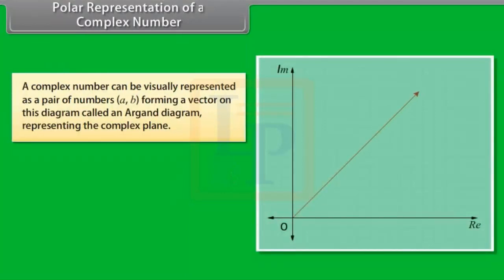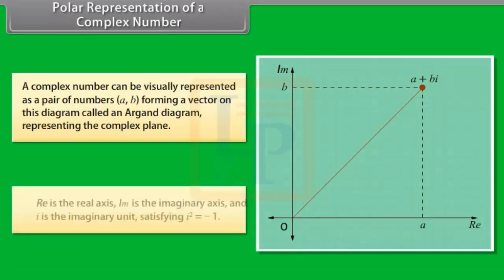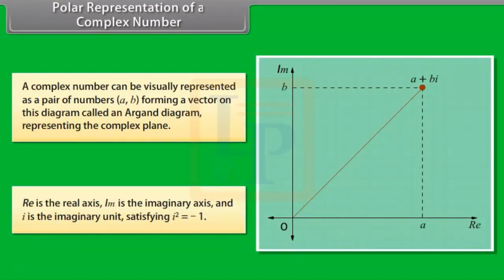Polar representation of a complex number. A complex number can be visually represented as a pair of numbers a, b, forming a vector on this diagram called the Argand diagram, representing the complex plane. RE is the real axis, IM is the imaginary axis, and iota is the imaginary unit, satisfying iota square is equal to minus 1.